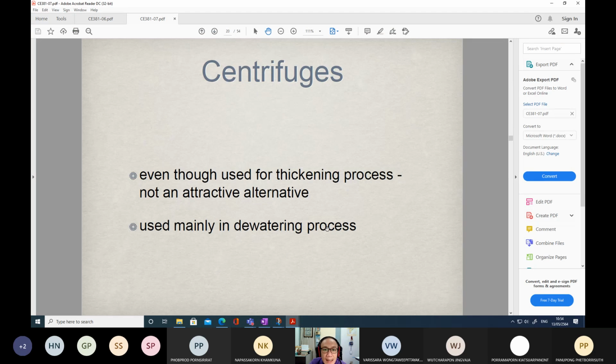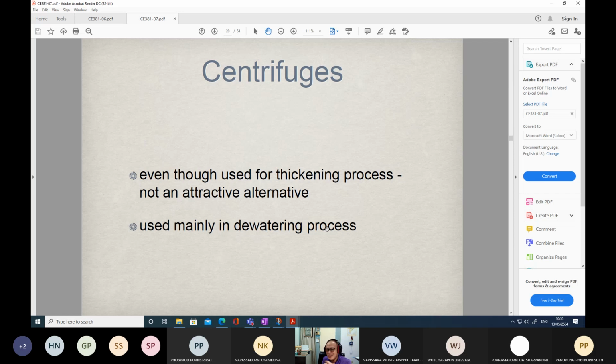Okay, so this is how we apply the process for sludge thickening. Sometimes you can use centrifuges. Centrifuges are everywhere in our unit operations. In our treatment process, starting from the grit chamber, we also have centrifuge grit chambers for separating the solids from the liquids. We also have the centrifuge. So we mentioned centrifuges many times.